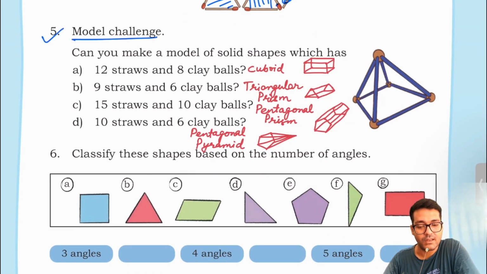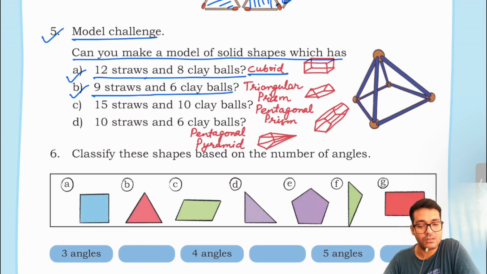Five. Model challenge. Can you make a model of solid shapes which has A. 12 straws and 8 clay balls? You can make a model of a cuboid. B. 9 straws and 6 clay balls. You can make a model of a triangular prism.